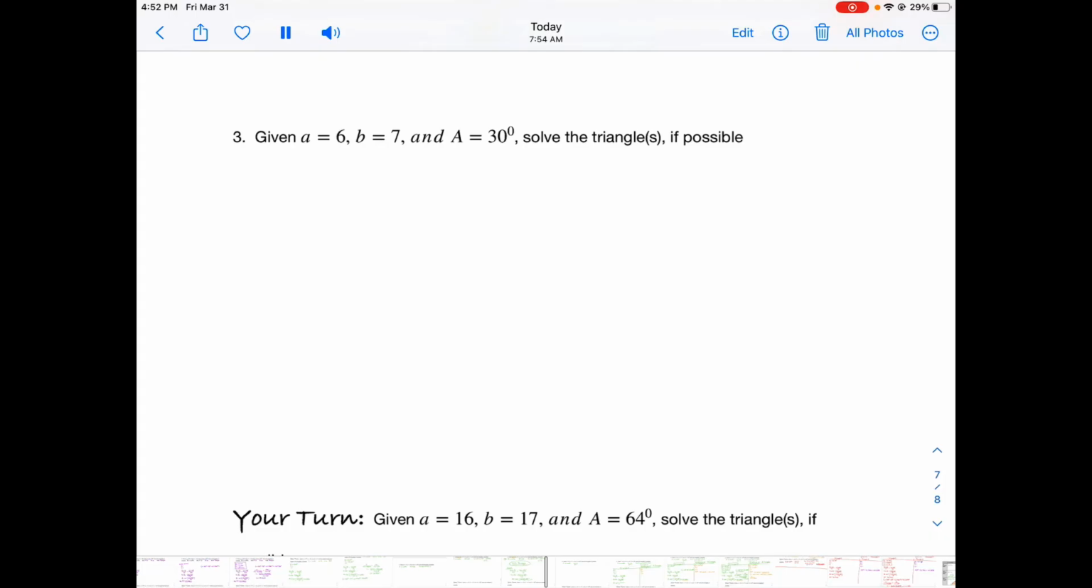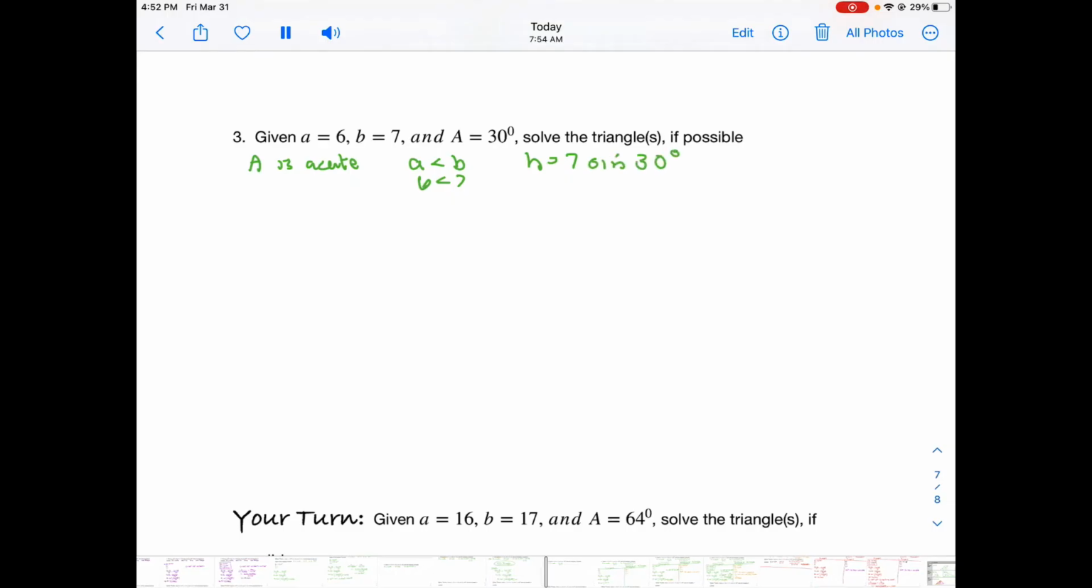Okay, let's look at this next example. Angle A is acute again, and we have the side opposite angle A is 6, and the side adjacent to angle A is 7. So we have our side opposite is less than our side that is adjacent. So that means that we need to figure out our H, our height of the triangle.